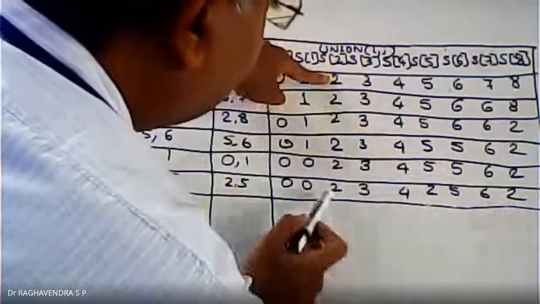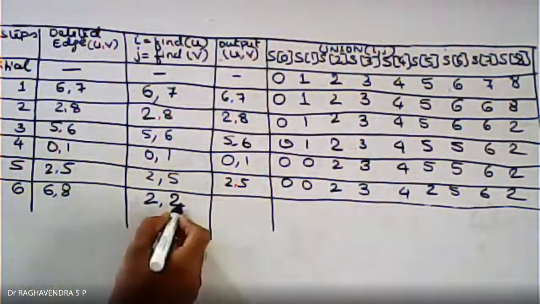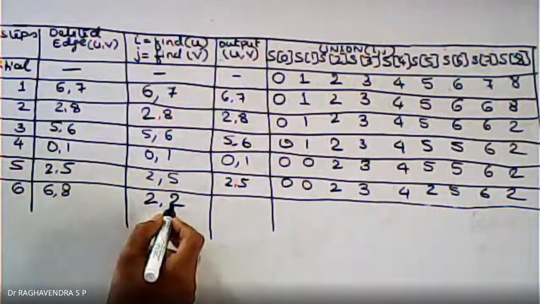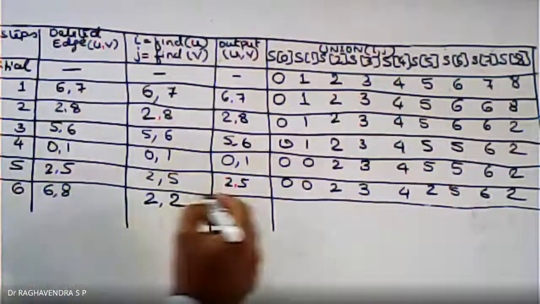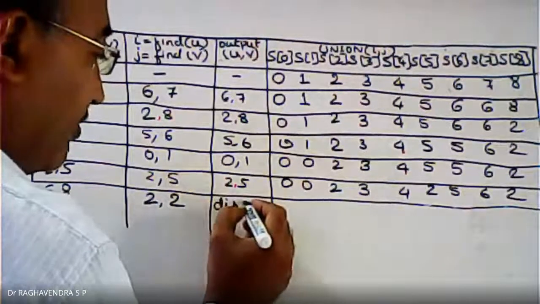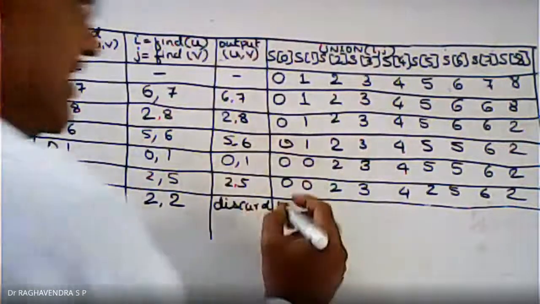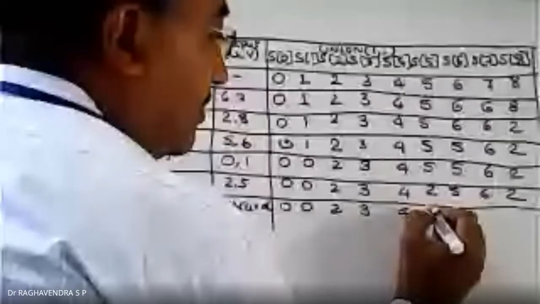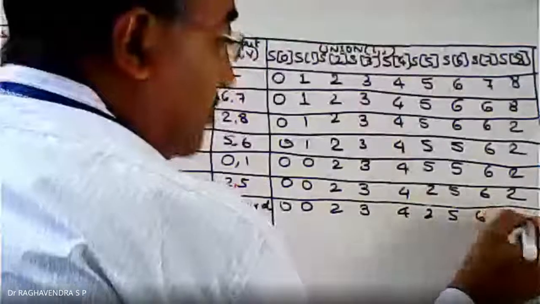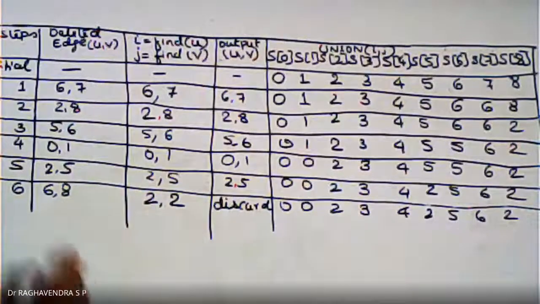Once again 2. Okay, when i and j both have the same value, it means it is going to create a loop. Hence, we are going to discard and retain the previous values as they are. That is 0, 0, 2, 3, 4, 2, 5, 6, 2. We discard this because if the i and j values are the same, a loop is created.